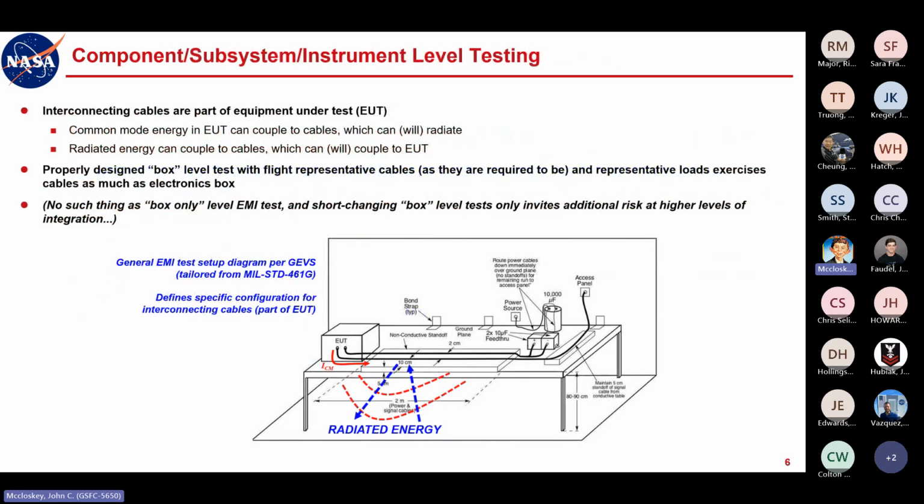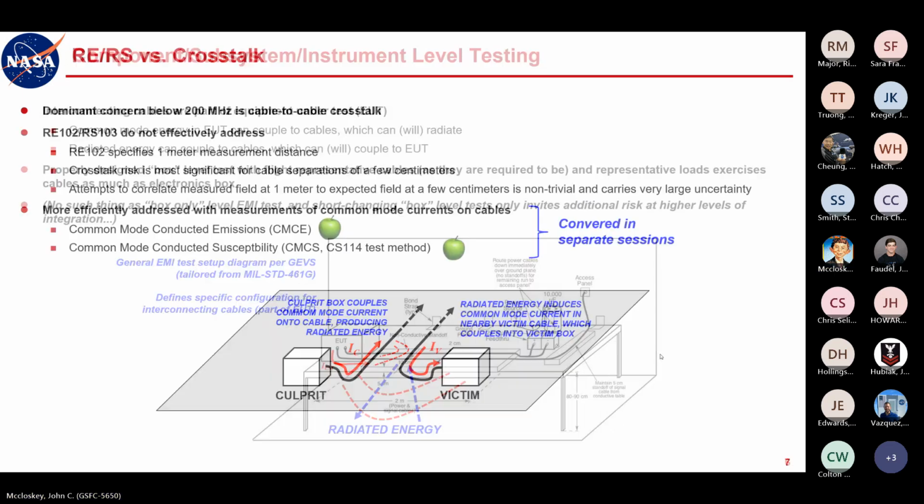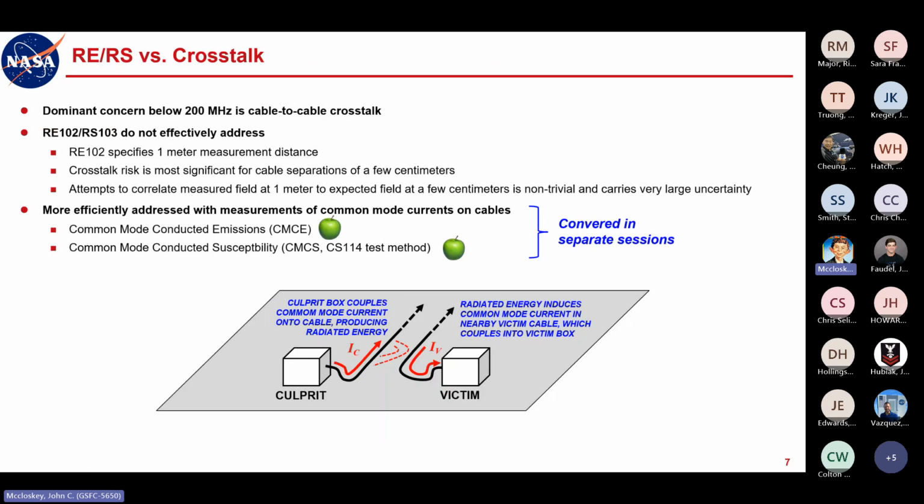So this is a review of a chart I've shown before. Common mode energy will couple onto the cables and radiate. And then incident radiated energy will couple onto the cables and be carried into the EUT. And below 200 megahertz, if you don't have any radio receivers or transmitters operating below 200 megahertz, the dominant concern is crosstalk, which is much more efficiently addressed with direct measurements of common mode currents using CMCE and CMCS, which we've covered in previous sessions.